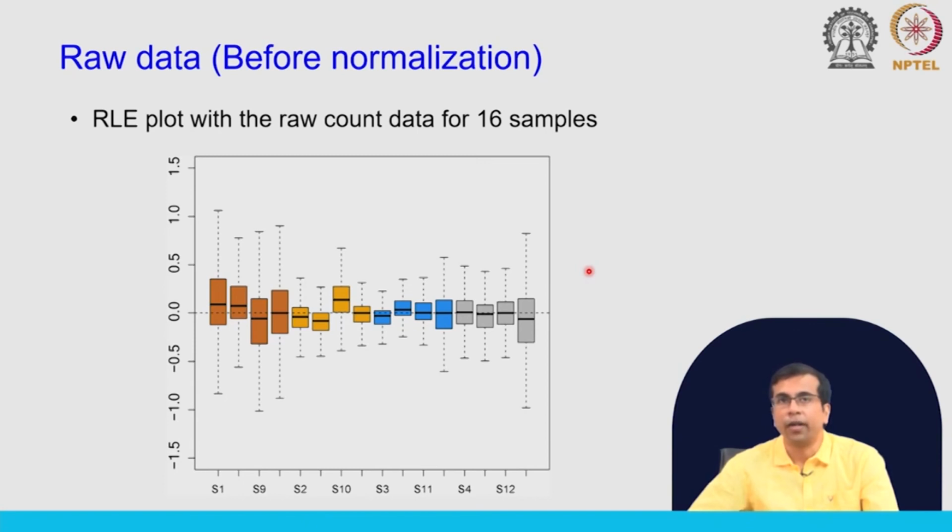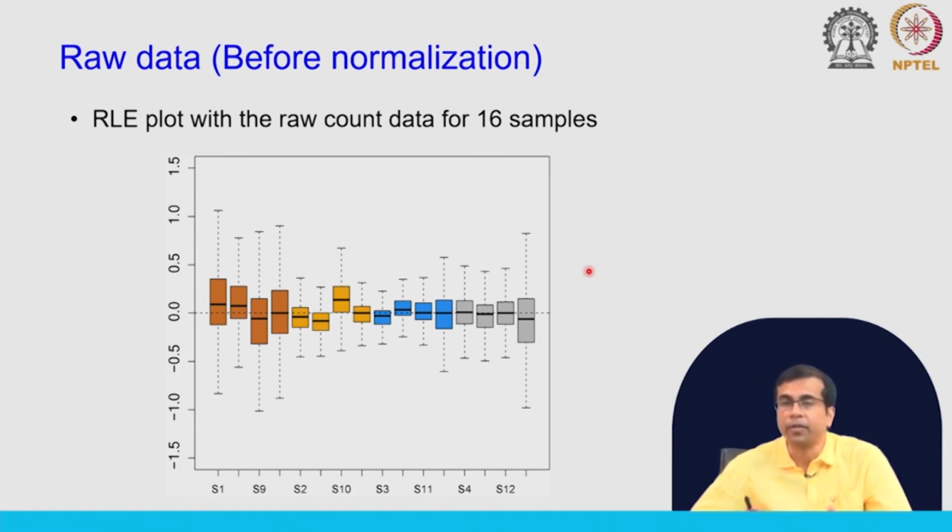Here is the raw count data for 16 samples before normalization. You can ignore the sample names, they are labeled in some way, but pay attention to the colors that you see. The samples that are of the same color are technical replicates of the same condition or same sample.